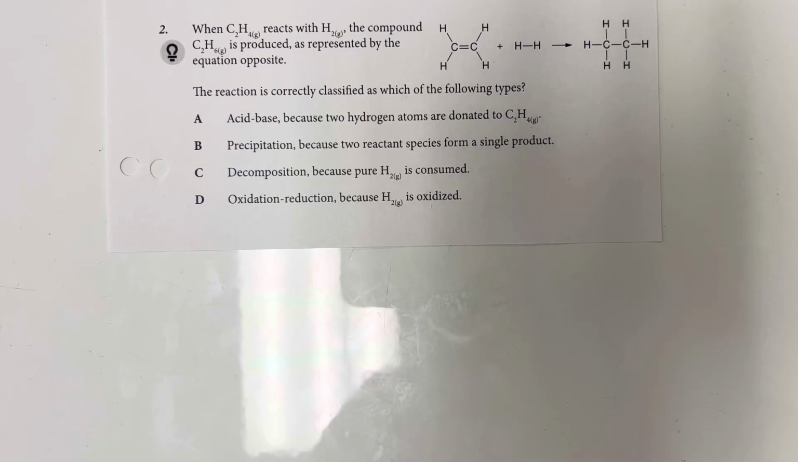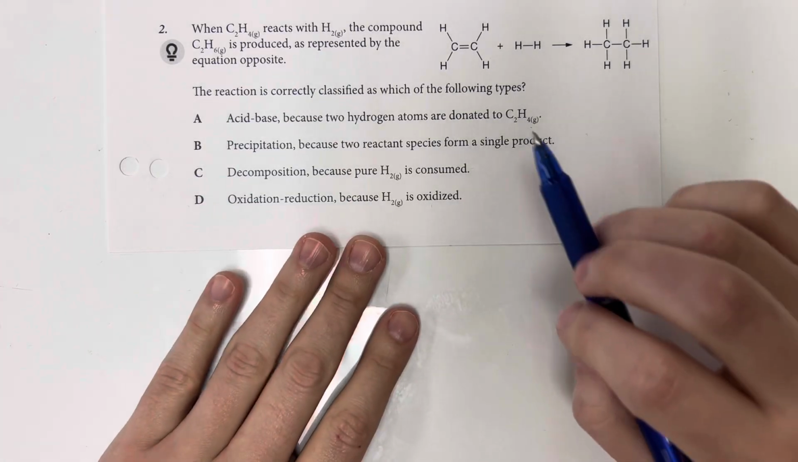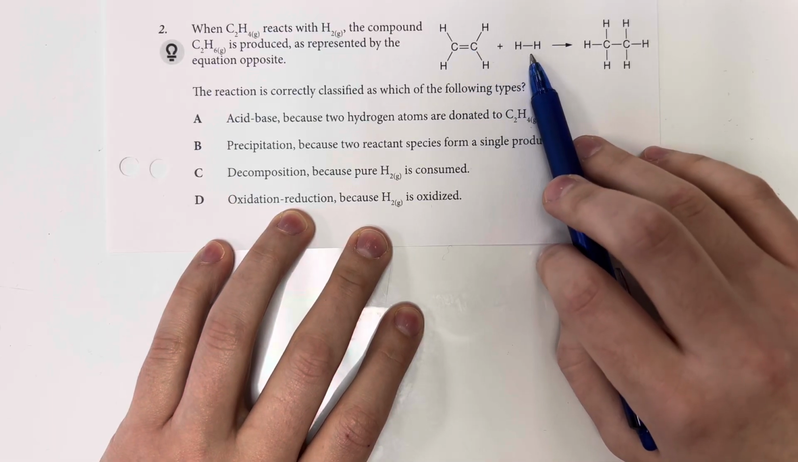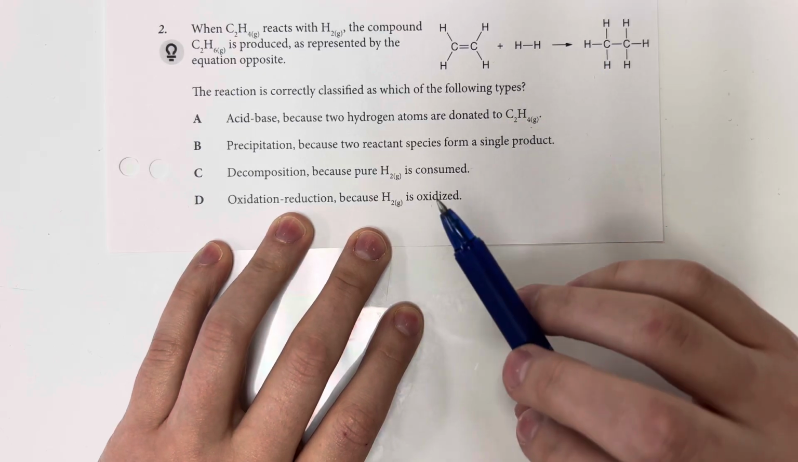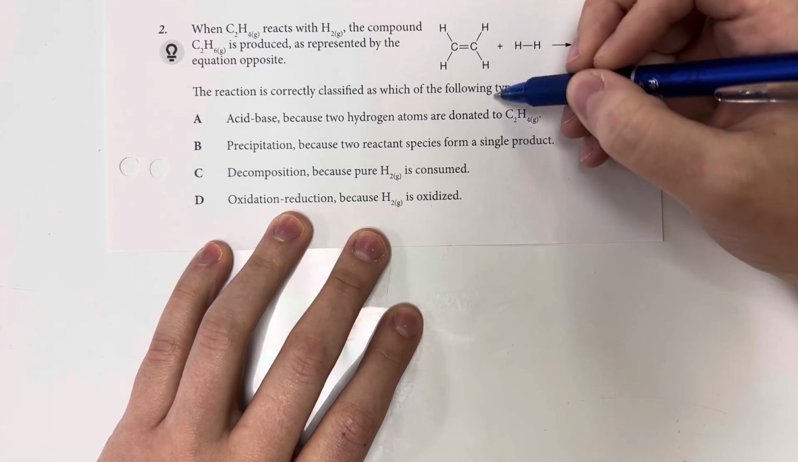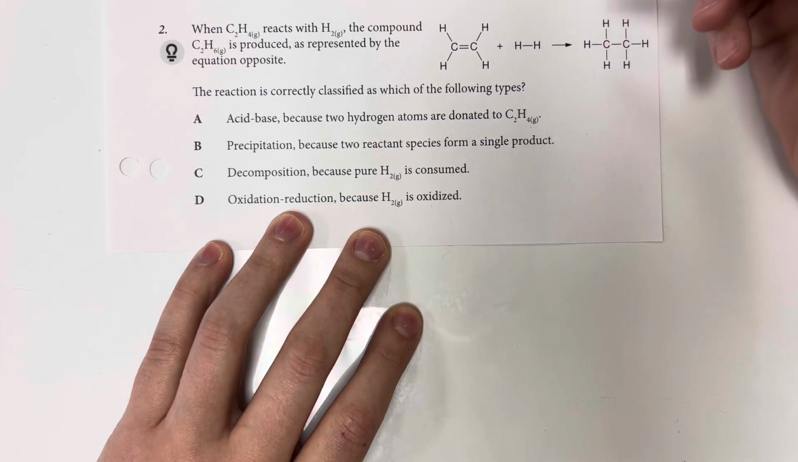When C2H4 reacts with hydrogen, the compound C2H6 is produced, as represented by the equation opposite. The reaction is correctly classified as which of the following types? So as I look at that reaction, I am going to go from a compound plus an element going to a compound. So that could be a synthesis reaction. However, that's not one of the options here.